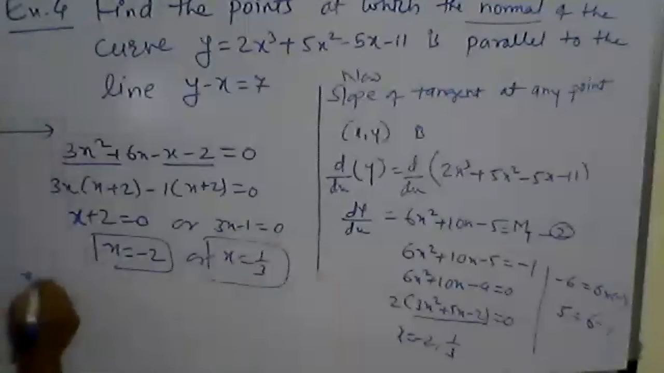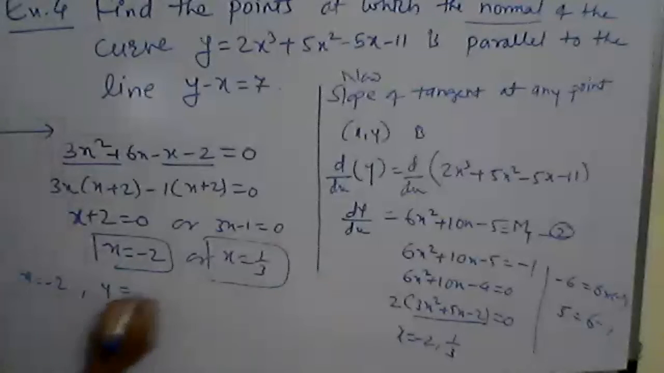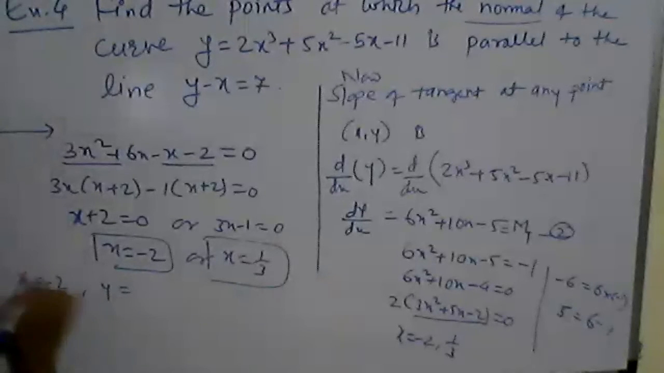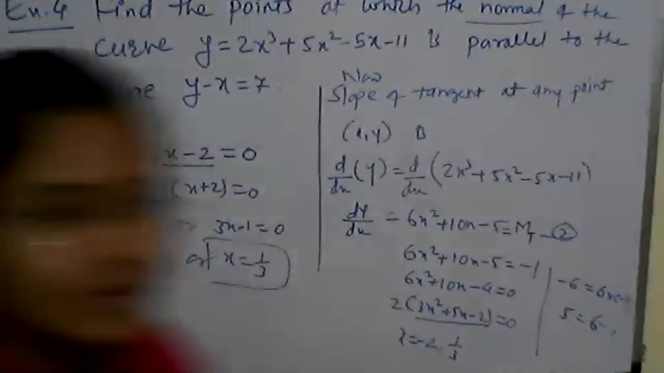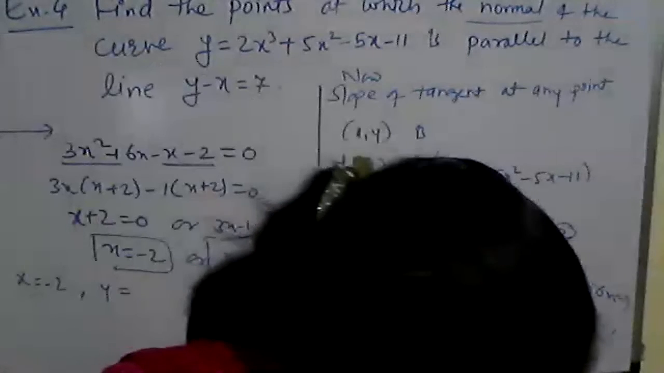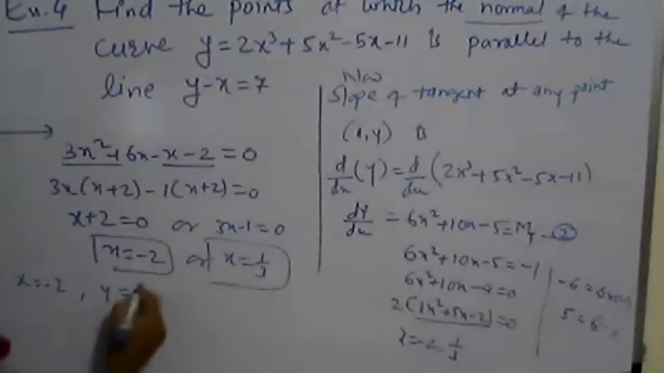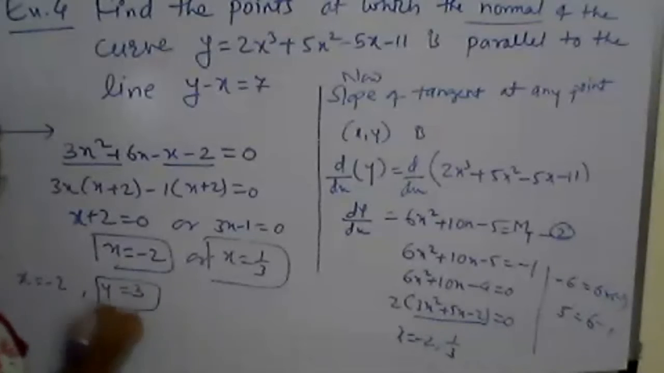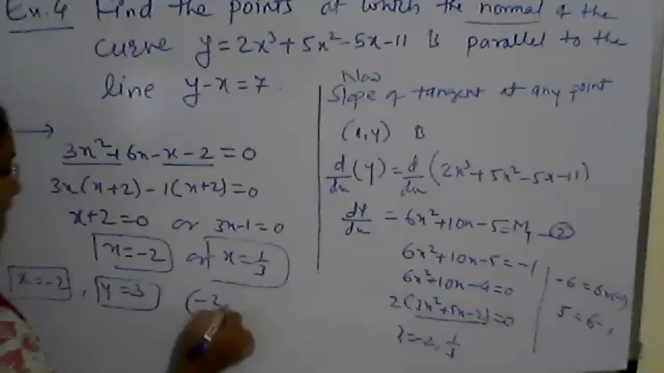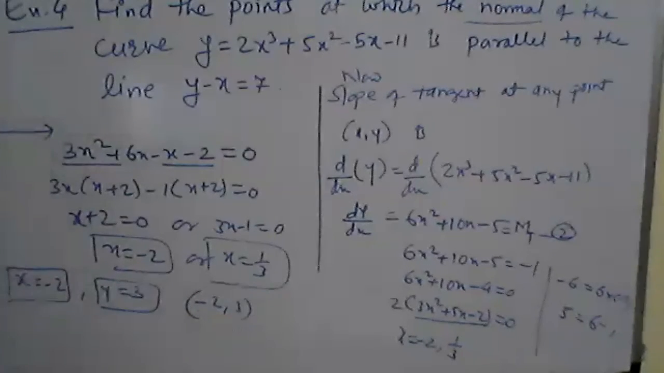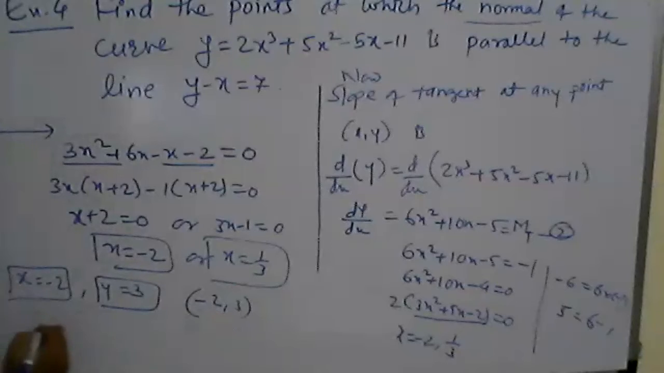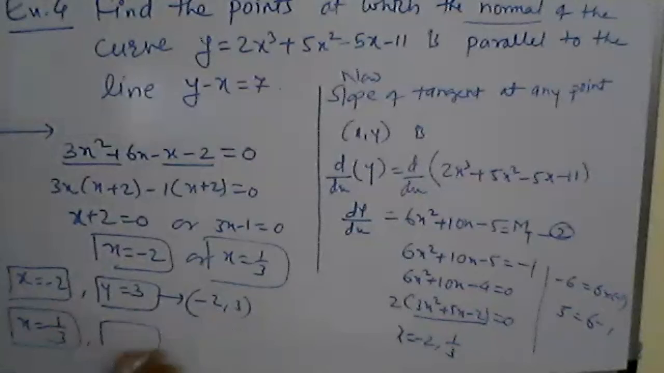If x equals to -2, what is the value of y? 3. Yes, it is equal to 3. And for x equals to 1 by 3, what is the value of y?